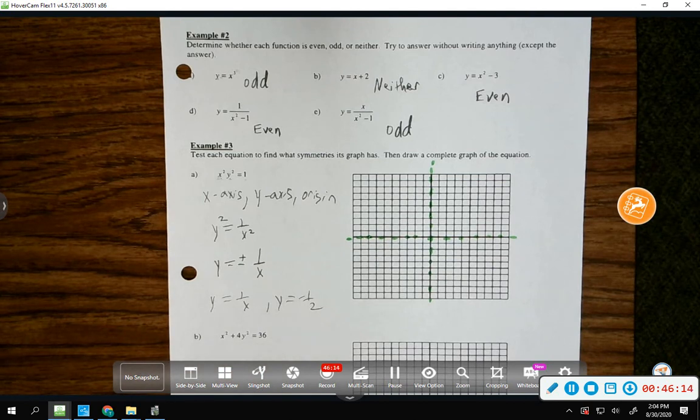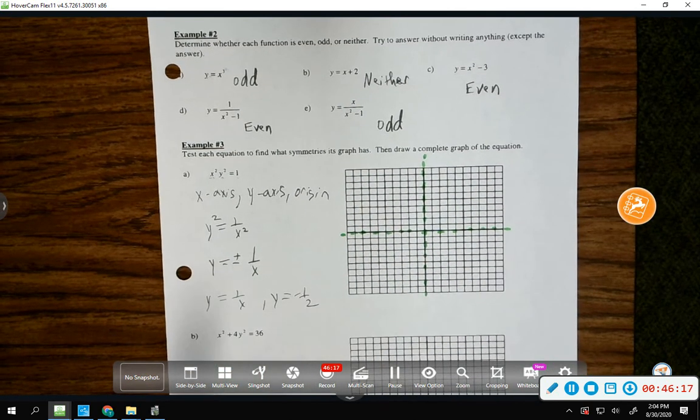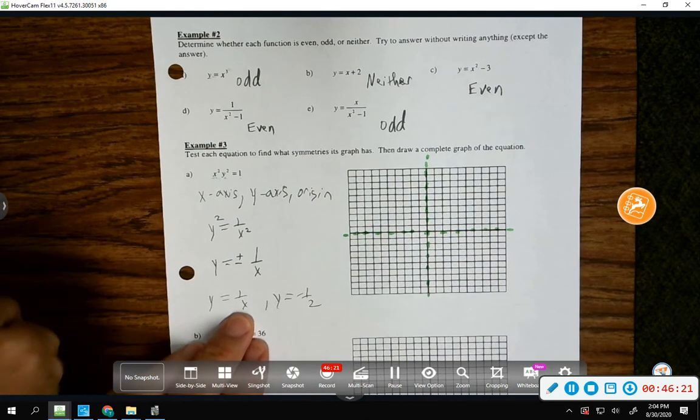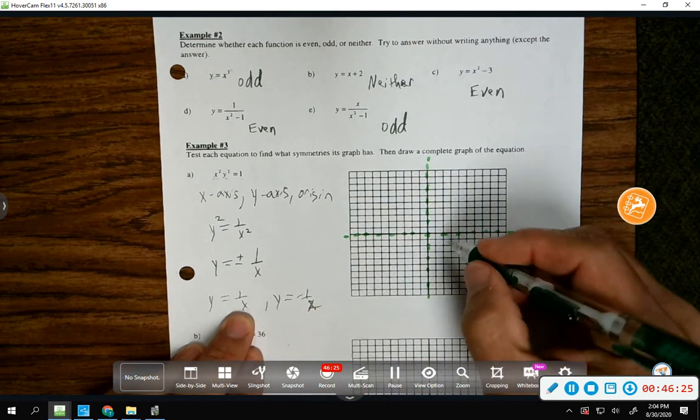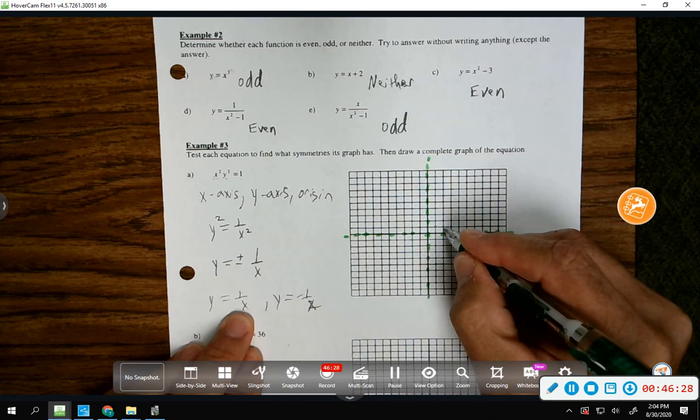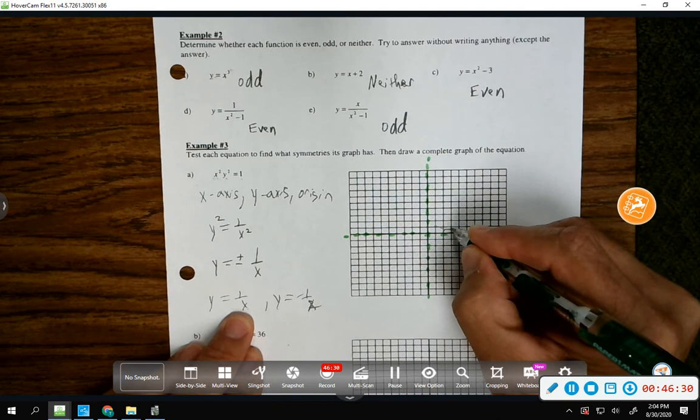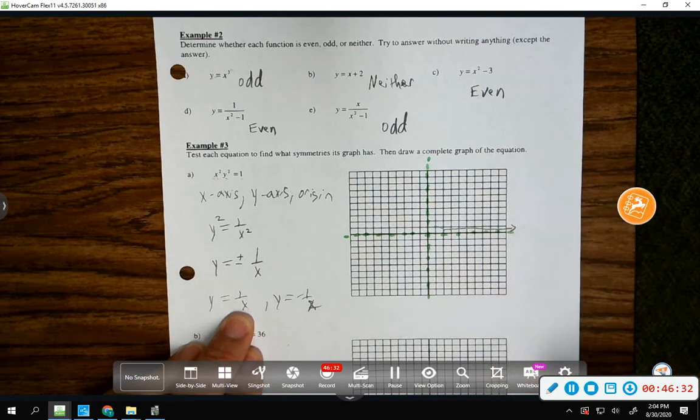What is going on? The degree on top is less than the degree on the bottom. So what's going on? Well, if I plug in 1 into this, I get 1 out. 2, I get 1/2 out. 3, I get, look at it, it's getting closer and closer and closer to this horizontal asymptote.